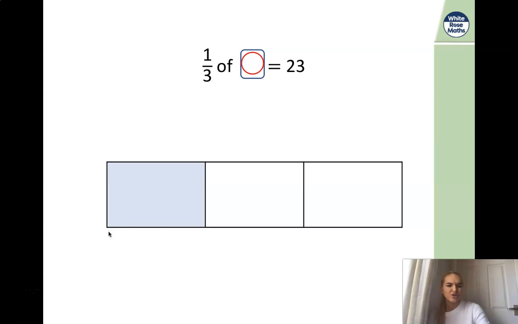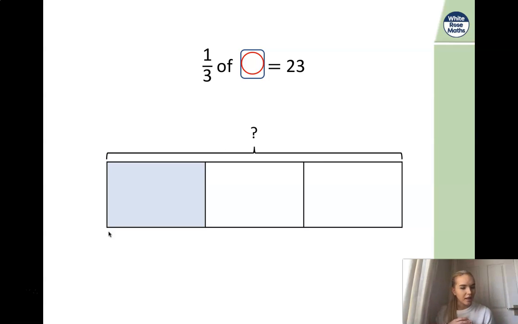And we are not quite sure what the whole number is yet. So we can identify that the whole of the bar model is going to equal something, but we can put a question mark there because we're not quite sure what it is yet. But what we do have is our answer. Our answer is 23. So that means 1/3 of this number is 23.